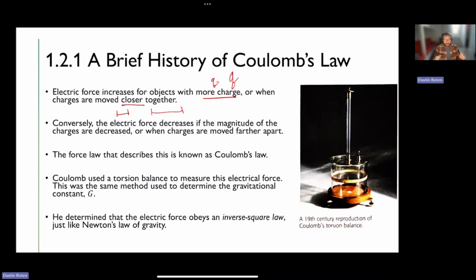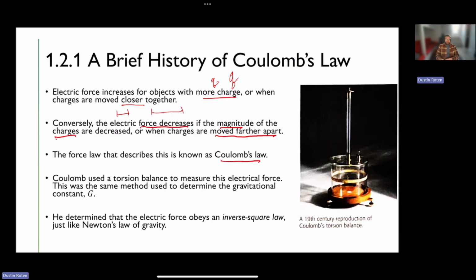And then on the flip side, if you decrease the magnitude of the charges, or if the charges are moved really far away from each other, then that electric force also decreases. So there's clearly 2 different things that you can change that will cause these particles to experience greater or less force. This force law is known as Coulomb's law.